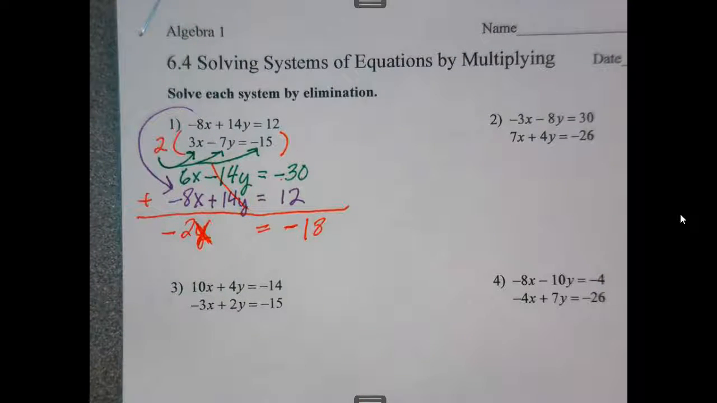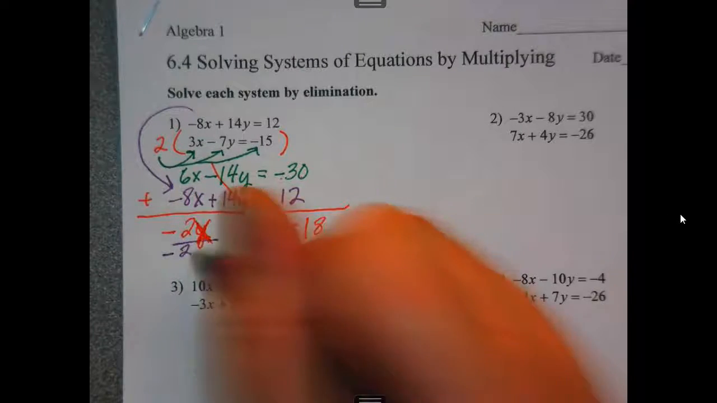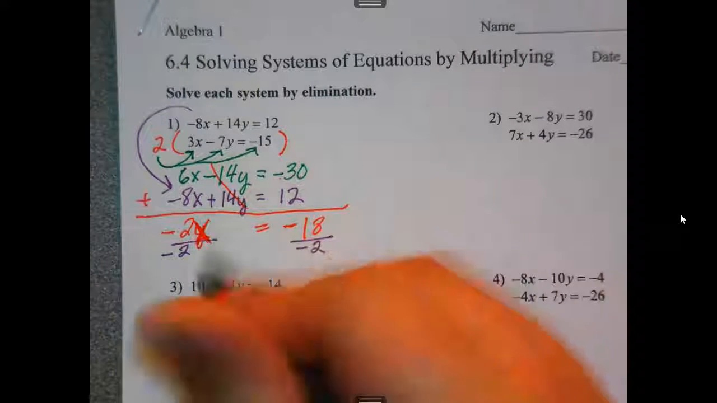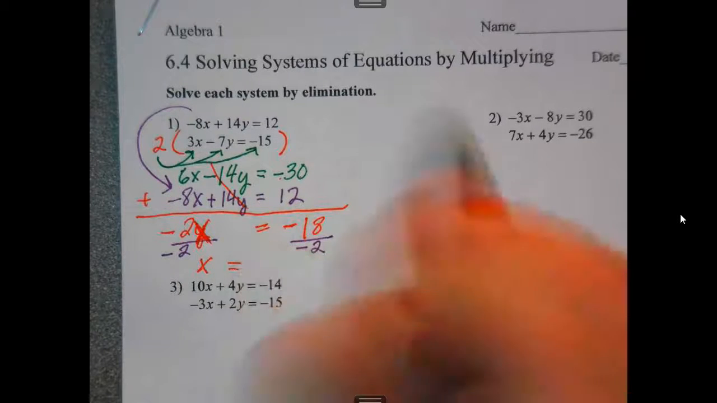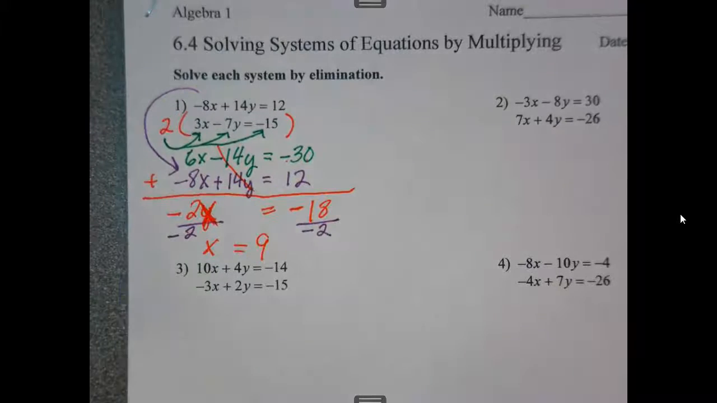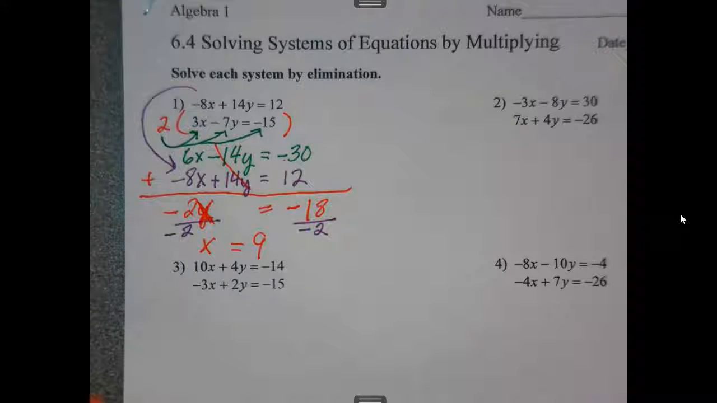Okay, divide both sides by -2, and I get x equals +9. Now, since I got a variable equals a number, I know this intersects at exactly 1 point. Am I done? I have to find my y. So, no, I'm not done.